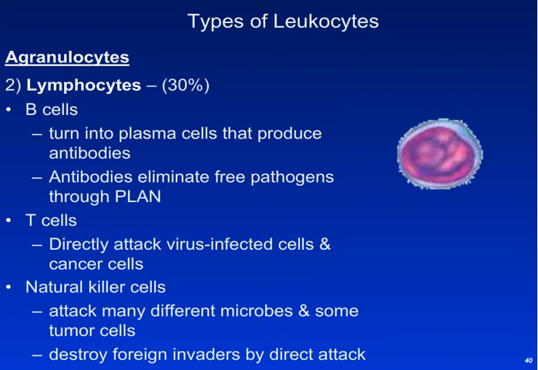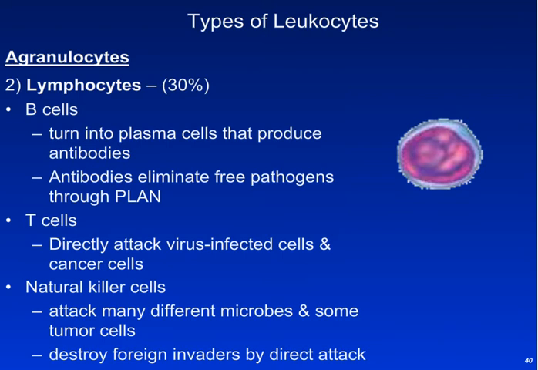B cells are called B cells because they undergo immunocompetence in the red bone marrow, and B cells destroy pathogens using something called antibodies. Antibodies are proteins that are secreted by the cell, and they float throughout the blood plasma until they encounter the pathogen. At that point, they will eliminate the pathogen through a variety of means, which are demonstrated by the acronym PLAN, standing for precipitation, lysis, agglutination, and neutralization. We'll talk more about PLAN later on when we talk about the specific immune response.